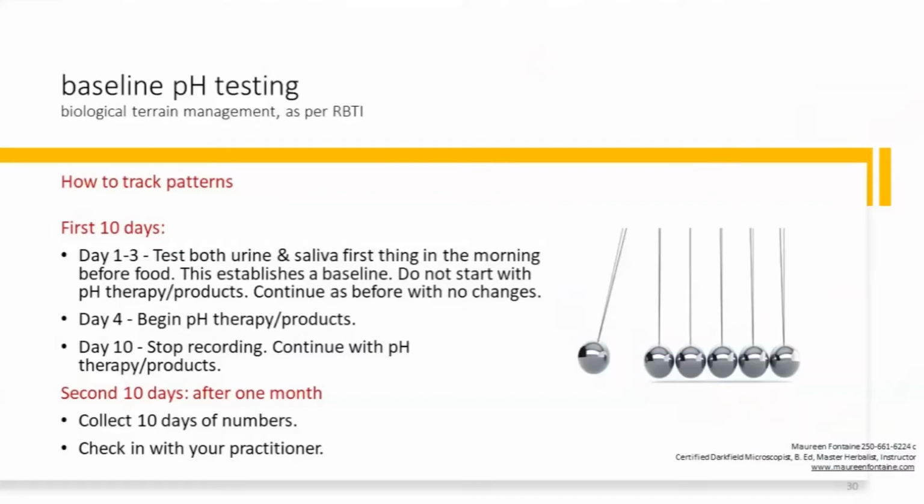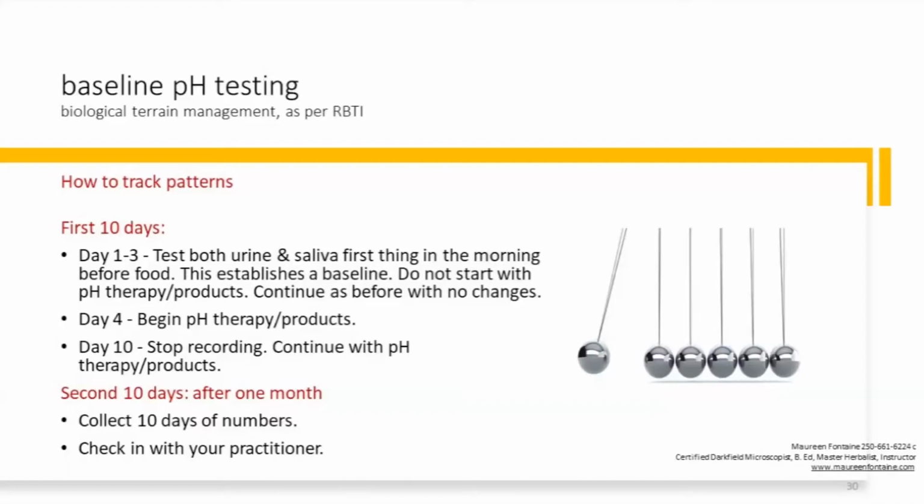So, baseline pH testing. I'm speaking specifically of Reams' biological theory of ionization here because it's the one most familiar to me. I've tried all of them, and this is the one I always fall back on. So this is how to track the patterns. I have patients do 2 sets of 10 days. In the first 10 days, on day 1, 2, and 3, they test both urine and saliva first thing in the morning before food. This is the only time of day they do this testing.